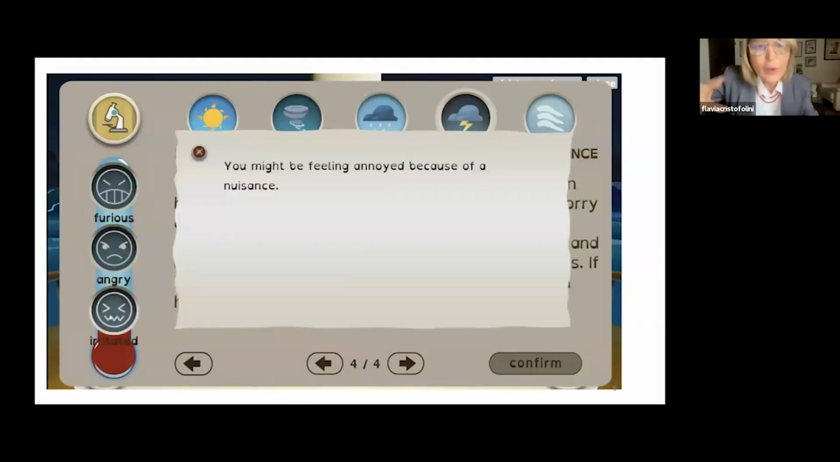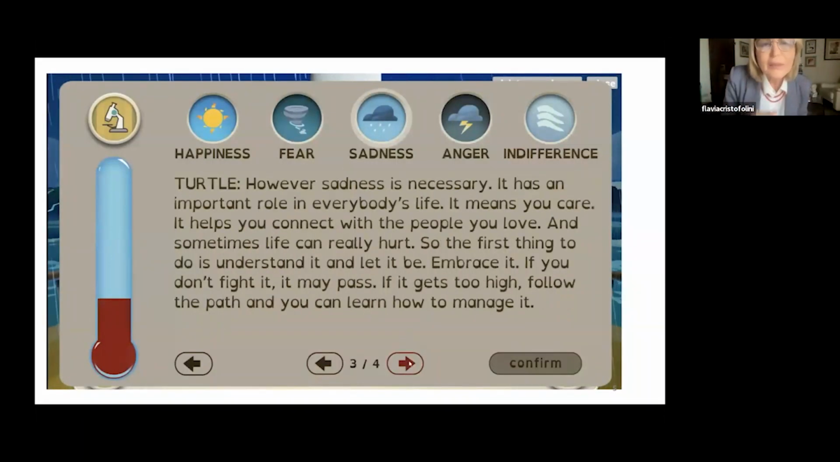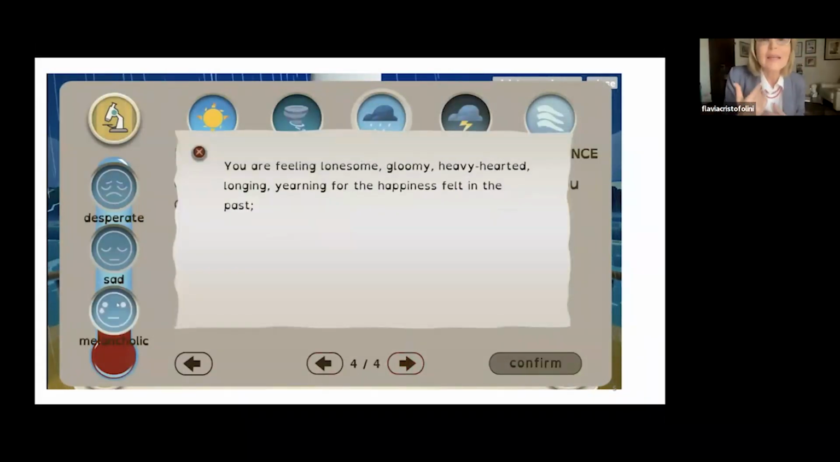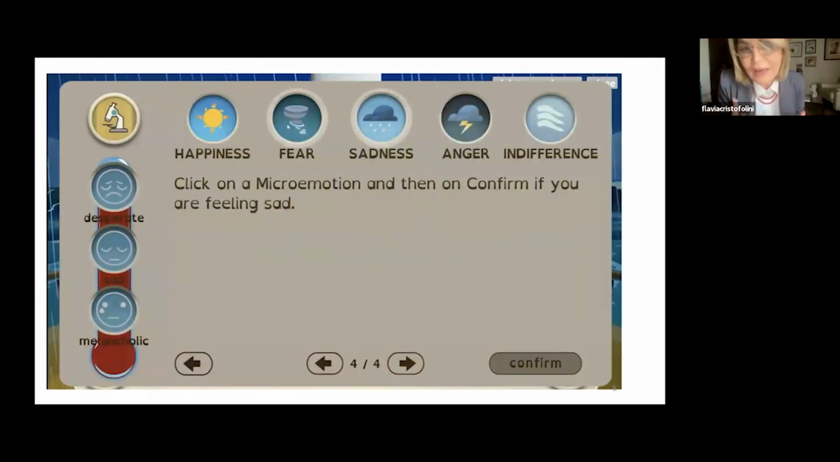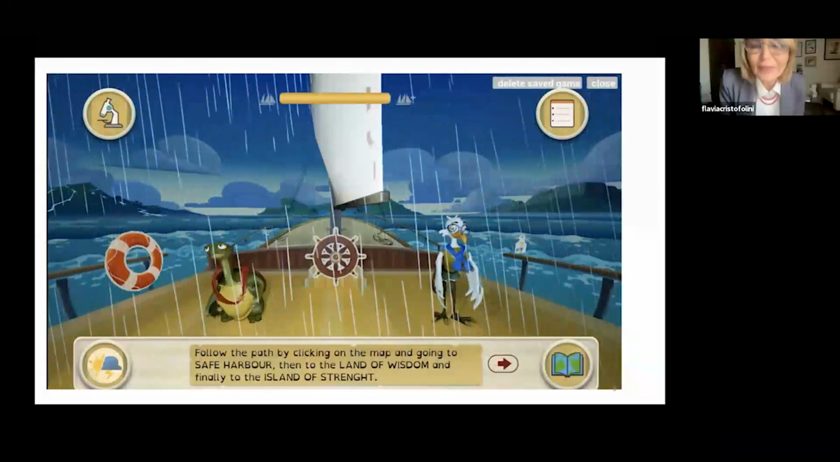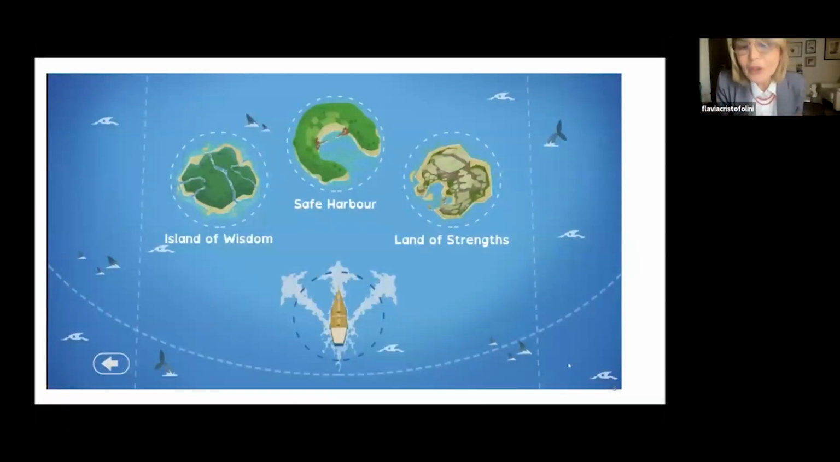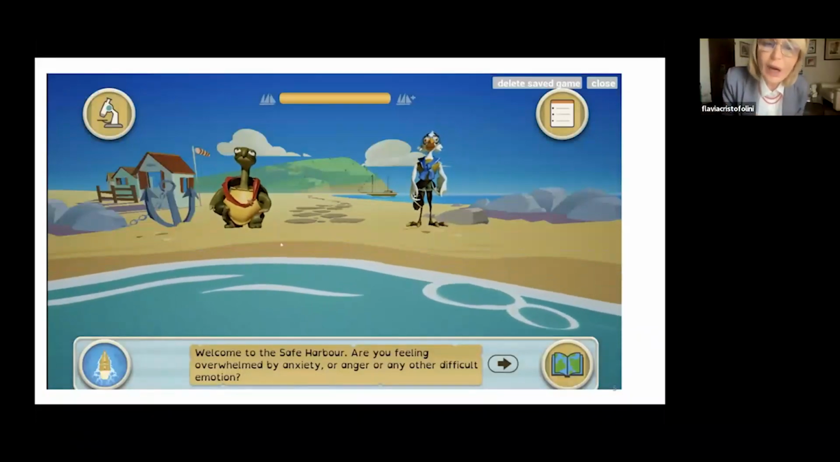You can't see it very well, but at the back of this pop-up window, you will see that the weather conditions change according to the emotion. So, for example, if the person chooses sadness, the weather will become rainy, or you will have a storm. And there will be pop-up messages from the bottle. So this is the maps, and these are the different destinations. So this is the safe harbor.